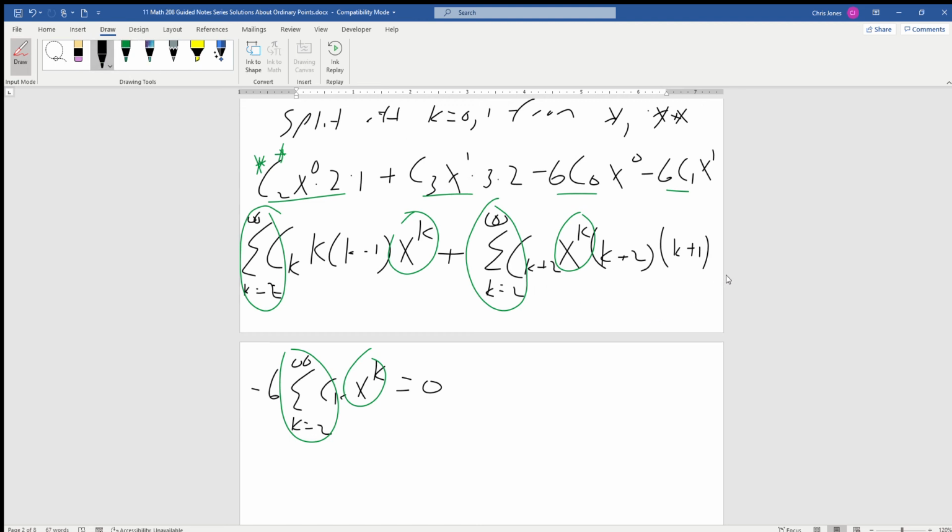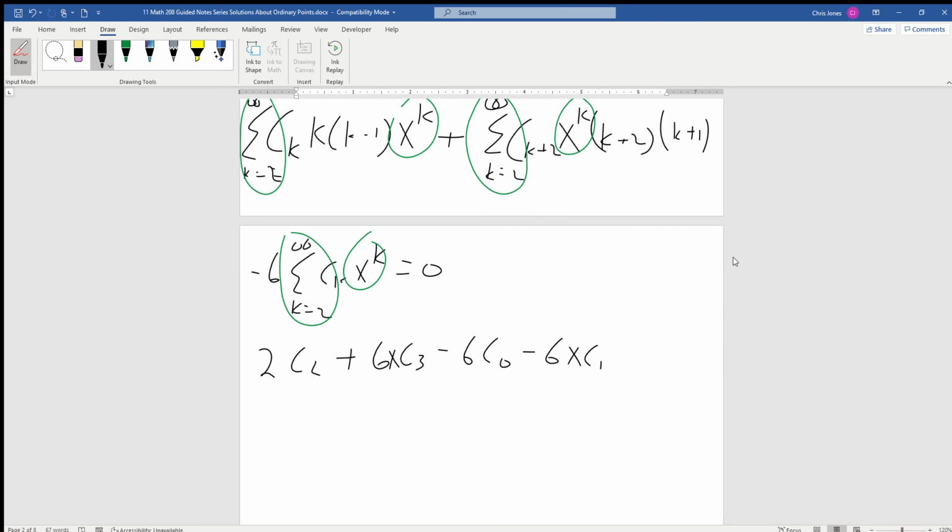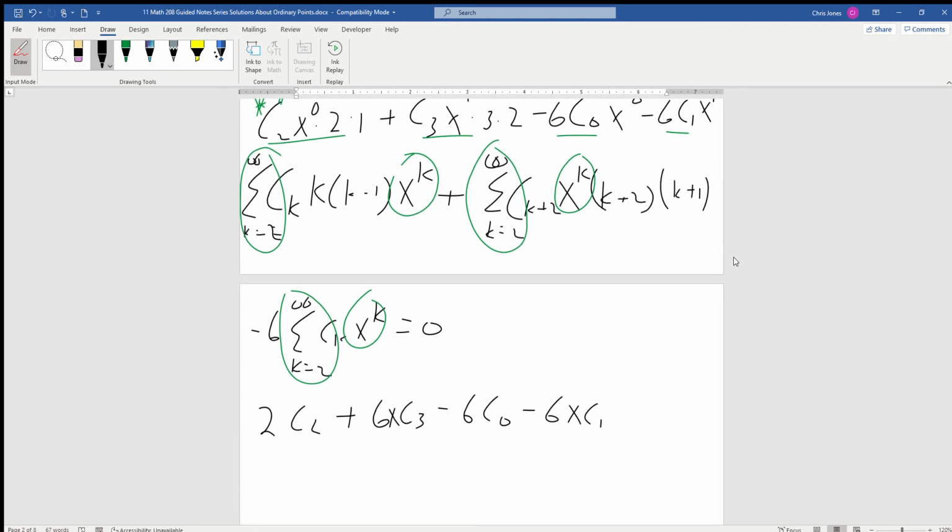Alright, so after just a little bit of algebra, we're going to get 2c2 plus 6x c3 minus 6c0 minus 6x c1. So that's all of the simplified expressions for the constants. And then we're going to factor out the series k equals 2 to infinity, x to the k, which eventually will be trivial.